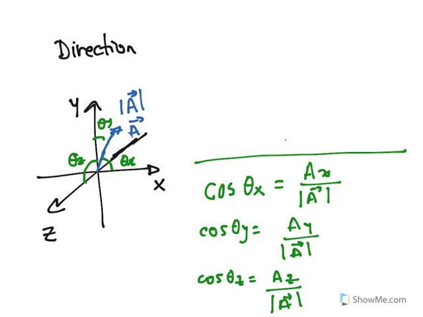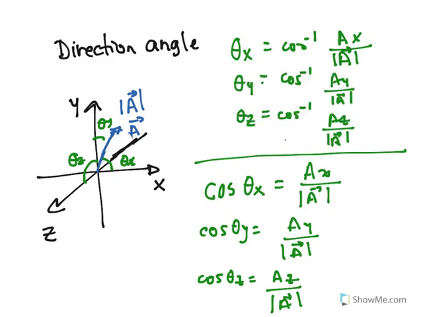If instead of wanting the cosine of the angle, we want the angle itself, we have to obtain the inverse cosine of the right part of the equation. For instance, theta x is going to be the inverse cosine of component over magnitude, and so on and so forth for the rest of them. So each and every direction angle is going to be the inverse cosine of the component over the magnitude of the vector.